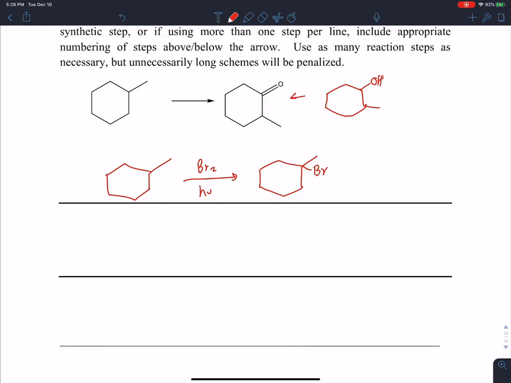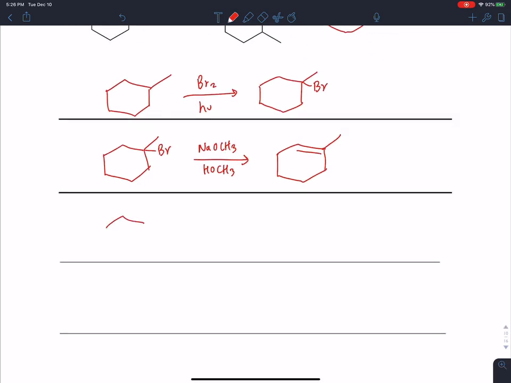So what we're doing is taking this and putting it through an E2 reaction, like NaOCH3 with HOCH3, and that's going to eliminate. That's going to make a Zaitsev answer. You can go over here or here, but those are the same products, so it doesn't matter. Once you get that, I want an OH to go on the less substituted side.